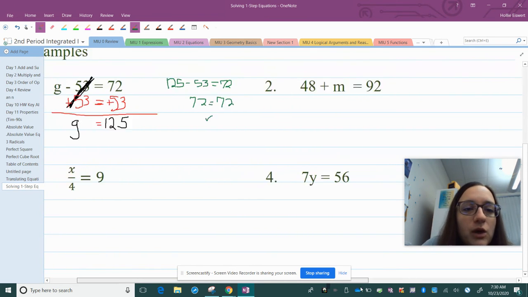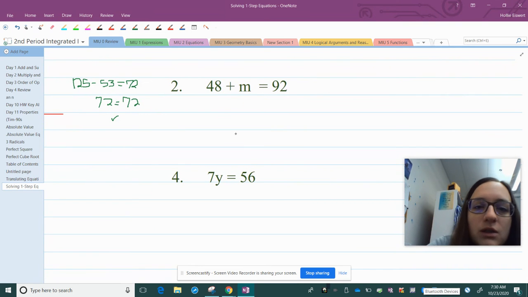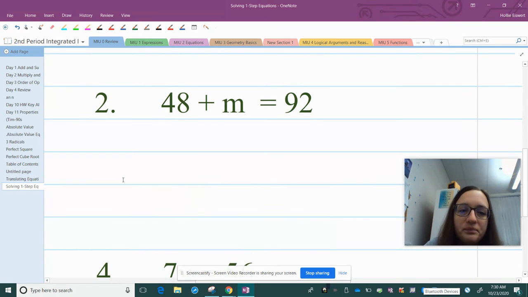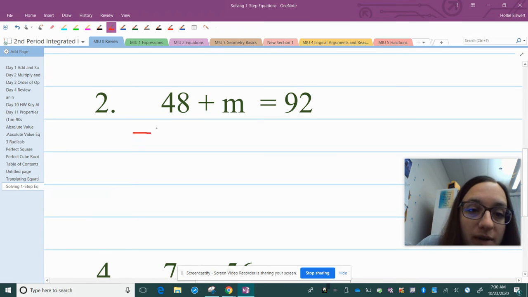All right, we're going to move a little bit quicker through the next two, and I'm going to zoom in so it's not as scribbly and weird. So this time our goal is to get m by itself on the same side of the equal sign. Now that 92 is over there, that's fine. But this 48 is with the m. That's what we've got to get rid of. Since it is a positive 48, we get rid of it with a negative 48.